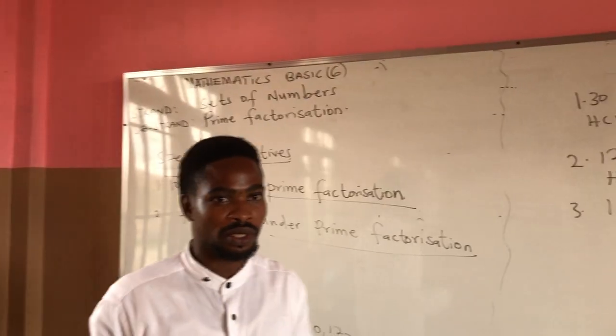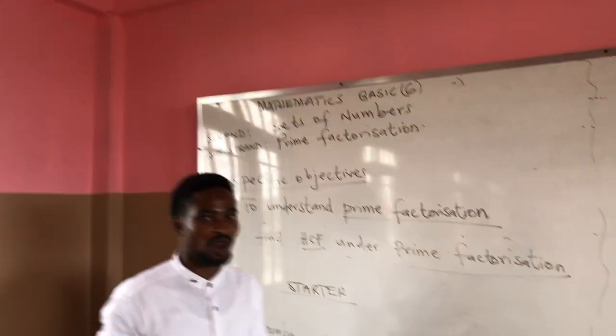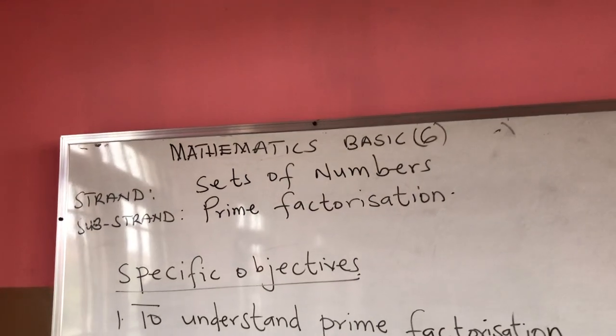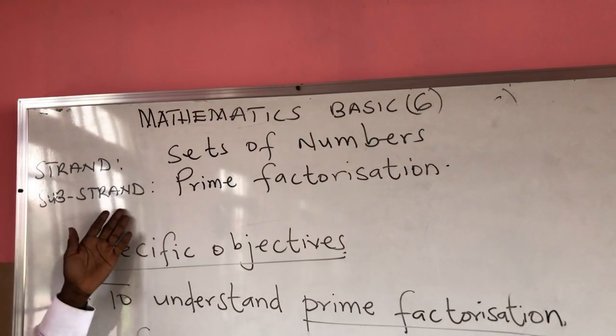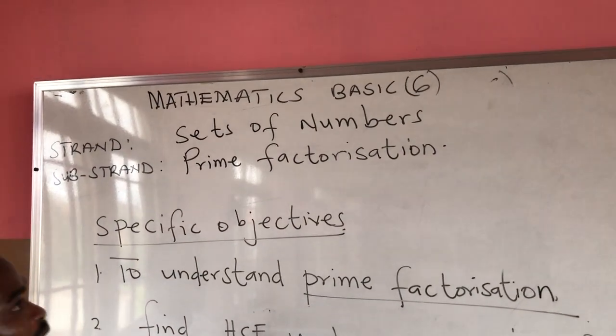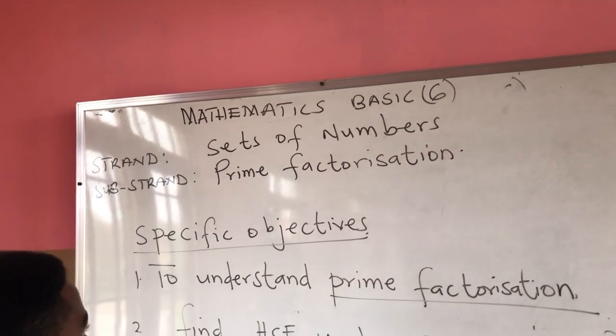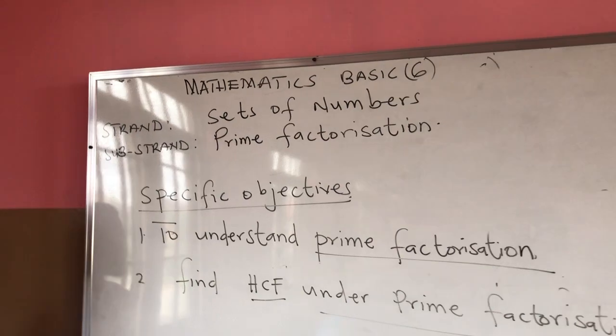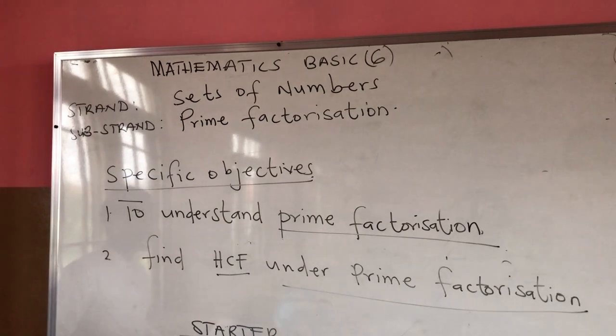My name is Harrison. Today we have mathematics for class 6. Our strand is sets of numbers, and our substrand is prime factorization. Before then, let us look at our specific objectives for the day.